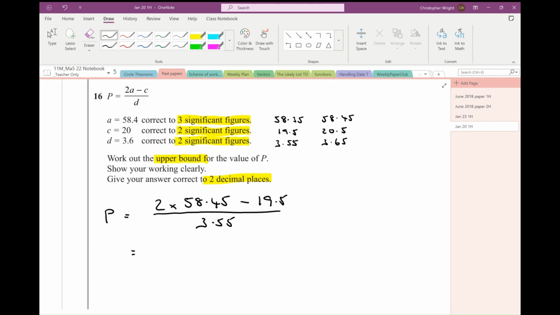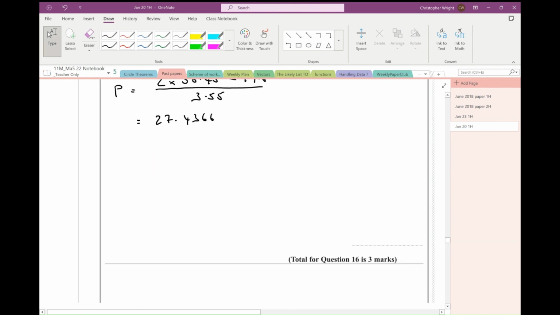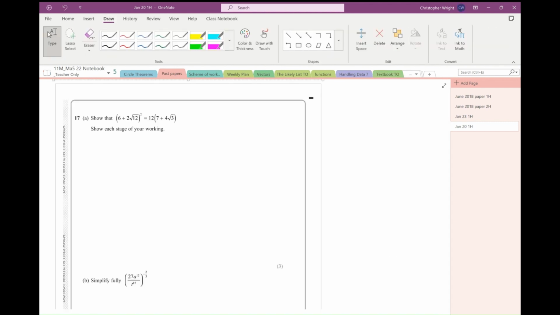So I'm simply going to type that into my calculator, and that gives me an answer of 27.4366 and so on. I need to give the answer to 2 decimal places. So my answer is 27.44. Okay, question 17. Right, I've got to show that this left-hand side is equal to the right-hand side.